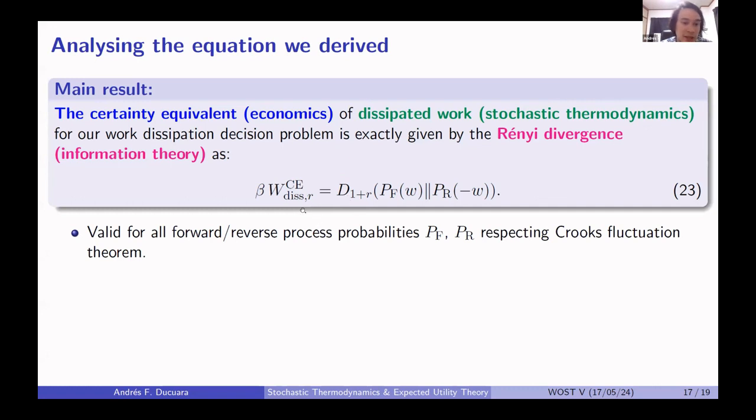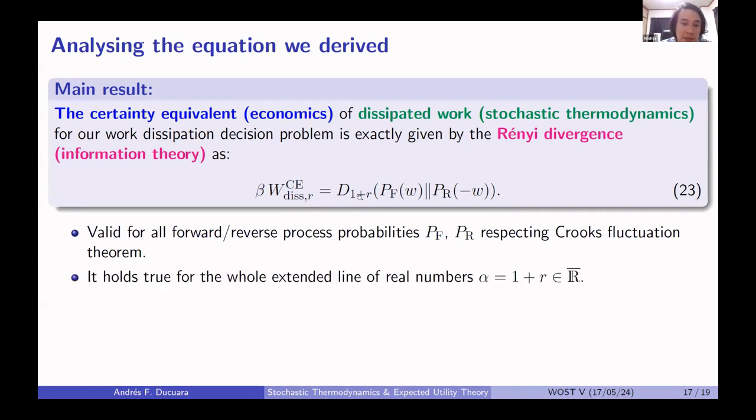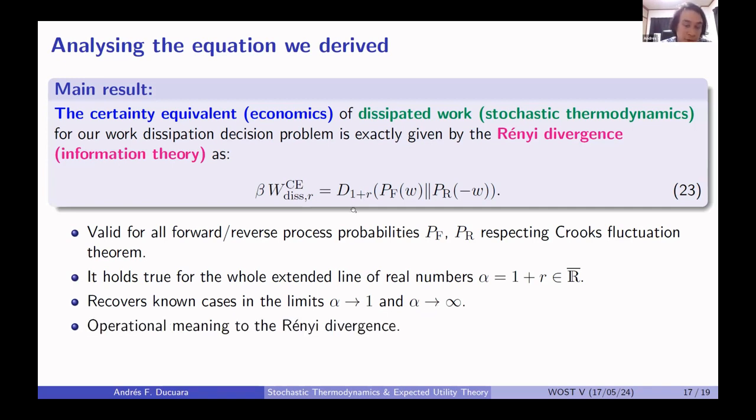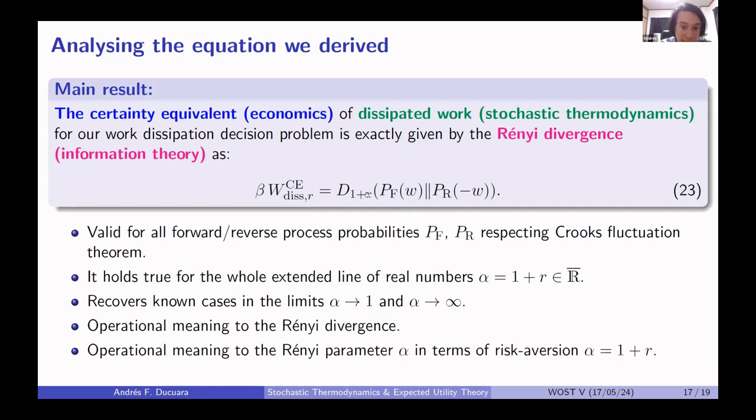Some nice characteristics of this equation are that the only thing we need to assume is Crooks fluctuation theorem, valid for all forward and reverse process probabilities. This holds for the whole real line of numbers. In particular, we can recover the Kullback-Leibler case for r equals 0, and we can recover the case developed by Nicole and her collaborators for r going to infinity. At the same time, this gives us a nice interpretation of the Rényi divergence in the context of stochastic thermodynamics. Furthermore, it tells us about the meaning of the coefficient r.